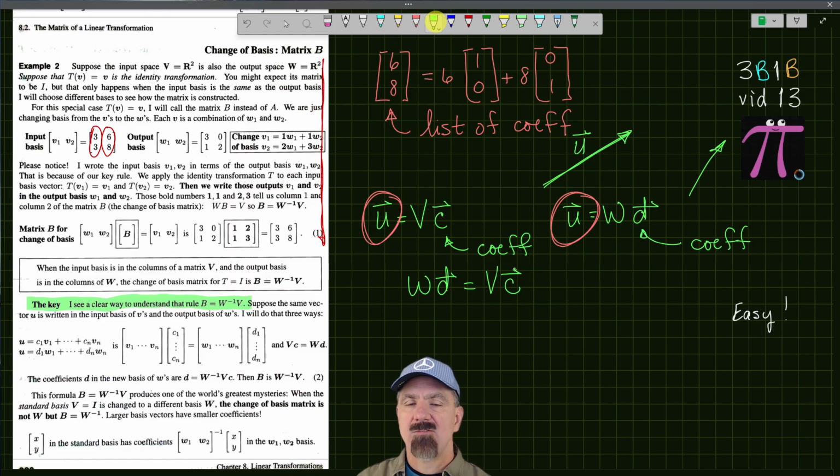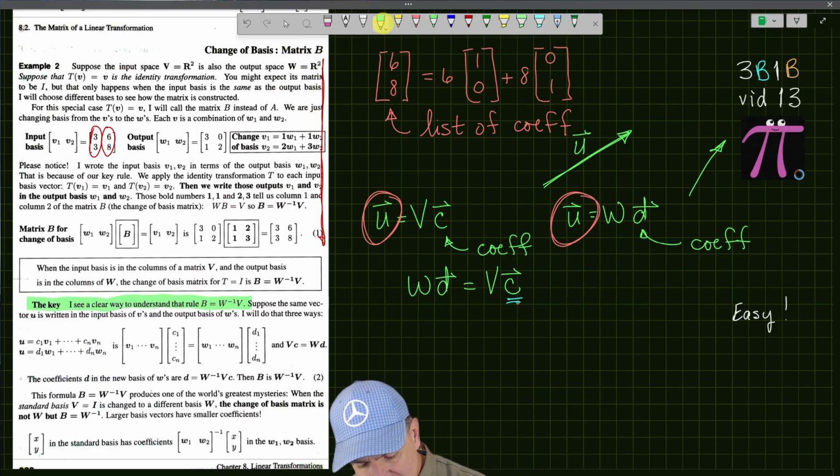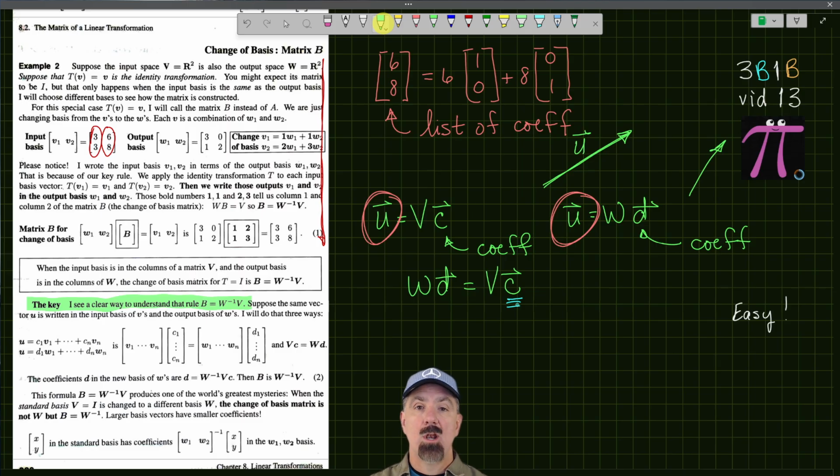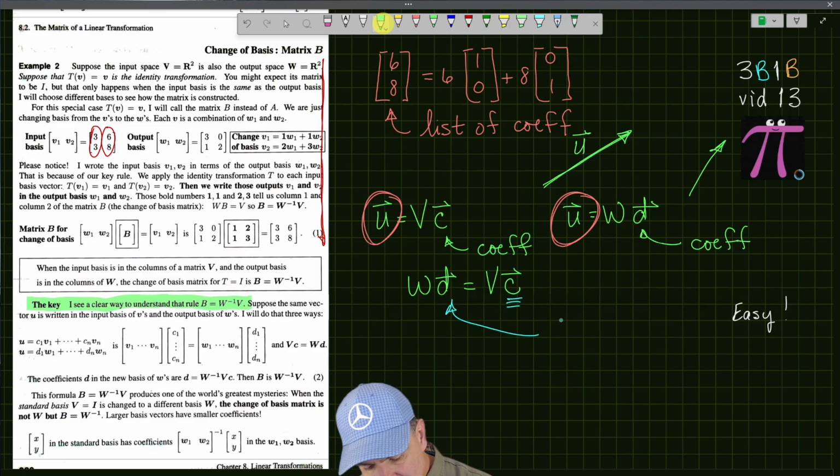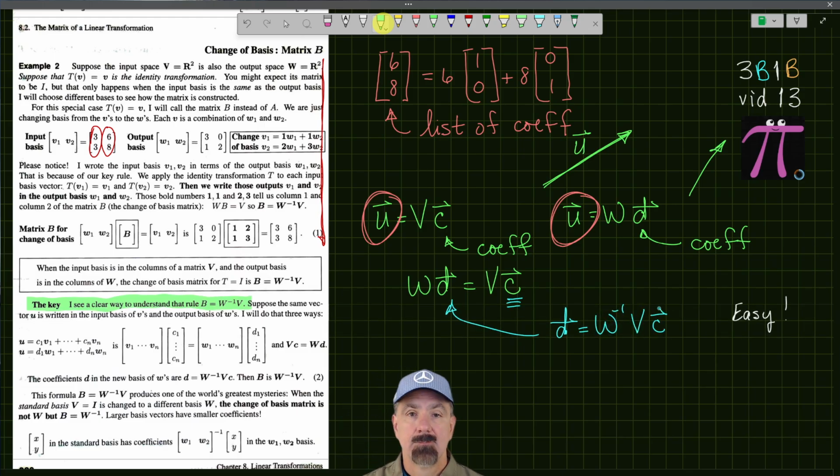And remember, you think about the coefficient vector, all it's doing is telling us what is the linear combination of the basis vectors that creates u. And that depends on the basis vectors. So if what we know, which is oftentimes the case, is the representation in one basis, and we want to know, hey, what's the coefficient vector in the other basis? It's really easy. All we're going to do is we're going to take this and we're going to come up with the new representation d as W inverse times V times c. And that's easy. That's all that's required for our change of basis.